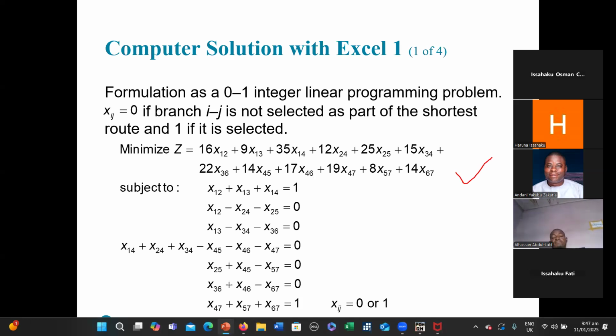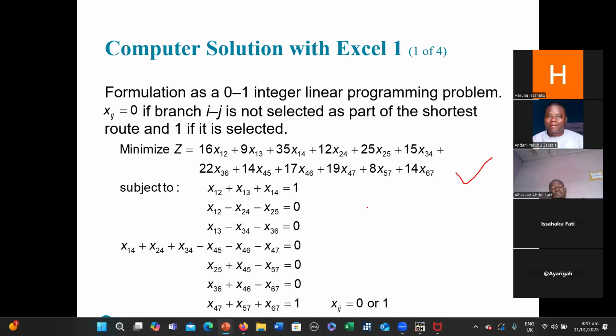Then we usually say that whatever goes to a particular node will have to come out. Okay, so then we can say that if we move from node 1 to node 2, we can also move from node 2 to say node 4, and so on and so forth, depending on the connections within the network.